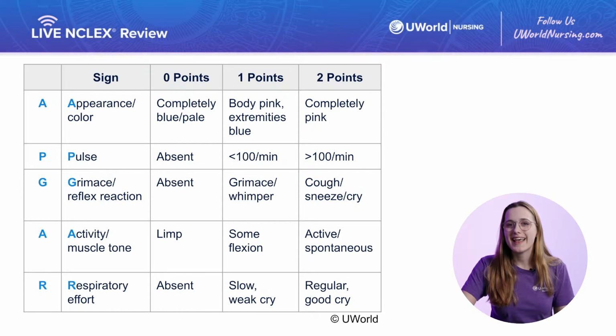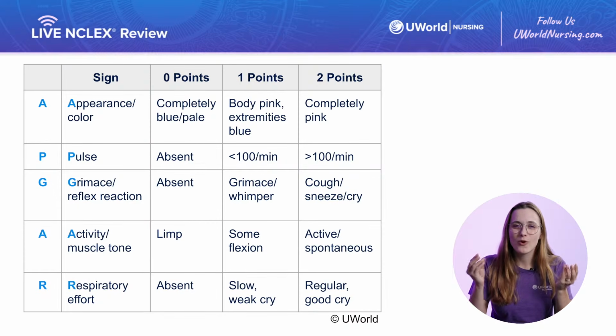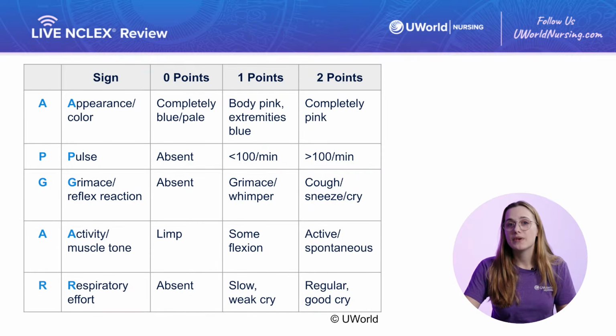Starting with A for appearance, we are looking for a pink baby. Blue is going to indicate cyanosis or poor oxygenation. This can be observed by skin or mucous membranes, and we're always especially worried if we have central cyanosis. Sometimes babies are born with a little bit of blue fingers, and that can be normal as their body is adjusting to the outside world, but we're really worried about central cyanosis.